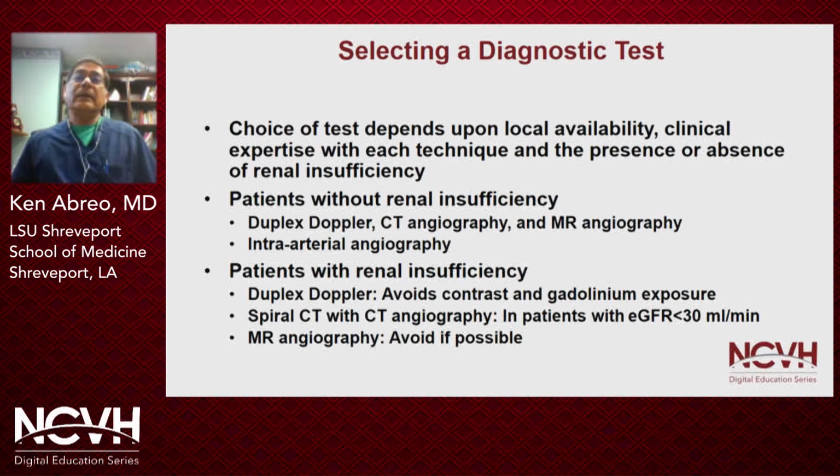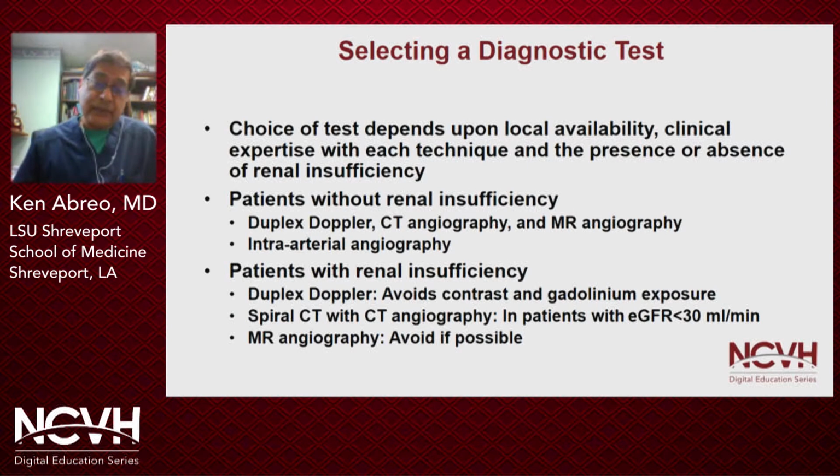So, which is the best diagnostic test? The choice will depend on local availability, what's available in your hospital, the clinical expertise of the radiologist in interpreting each technique, and the presence or absence of kidney failure. Patients without renal insufficiency, you can start with a duplex Doppler and progress to either CT angiography or MR, magnetic resonance angiography. And then finally, intra-arterial angiography is the best and most specific test.